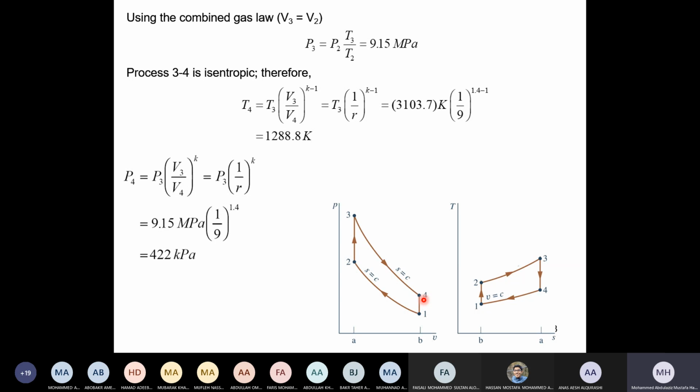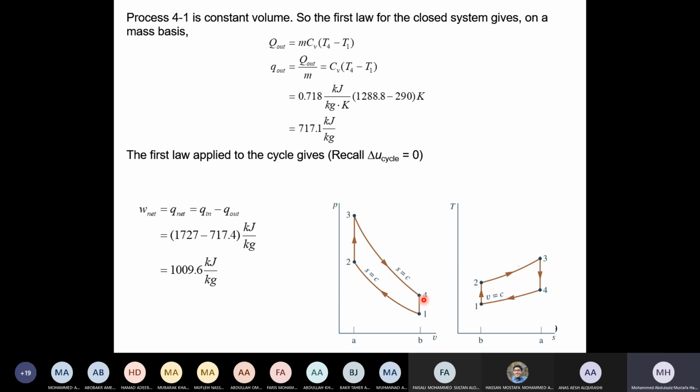So we have solved most of the problem now. Once we get the temperatures, then we can calculate Qn. Qn is given. If it is not given, I can calculate it from T3 minus T2. Then I calculate Q out as CV (T4 minus T1), which is U4 minus U1, from the previous slide. So now I have CV, then I can get Q out. And I know Qn, so I can calculate W net as Q in minus Q out. I can get the net work here.